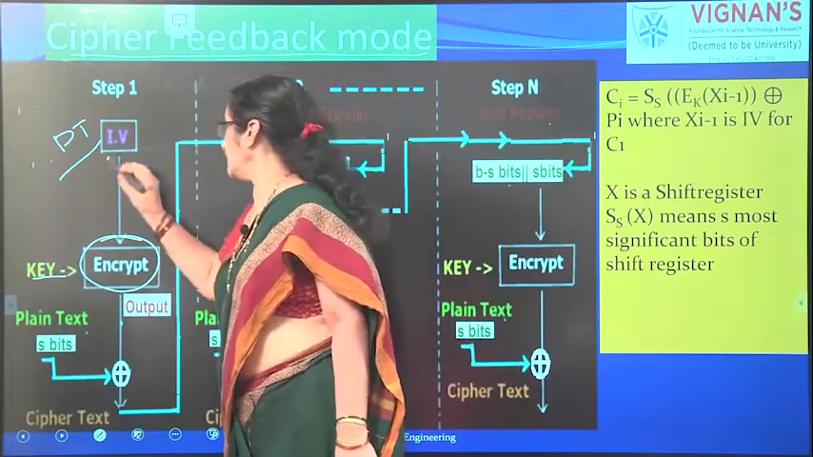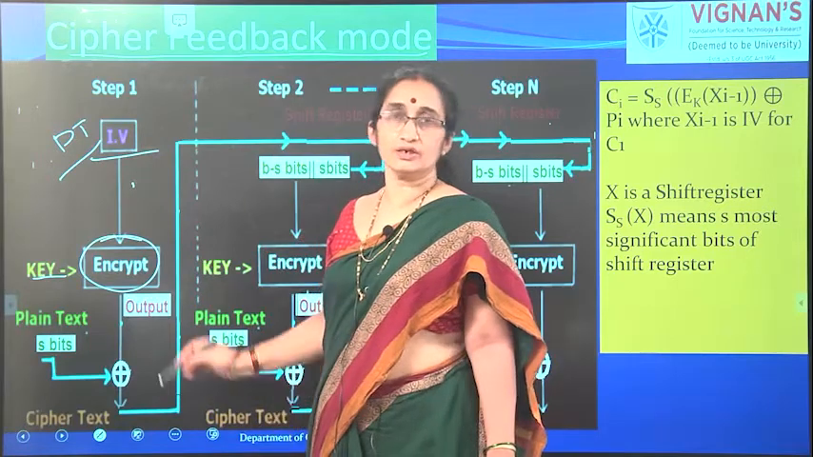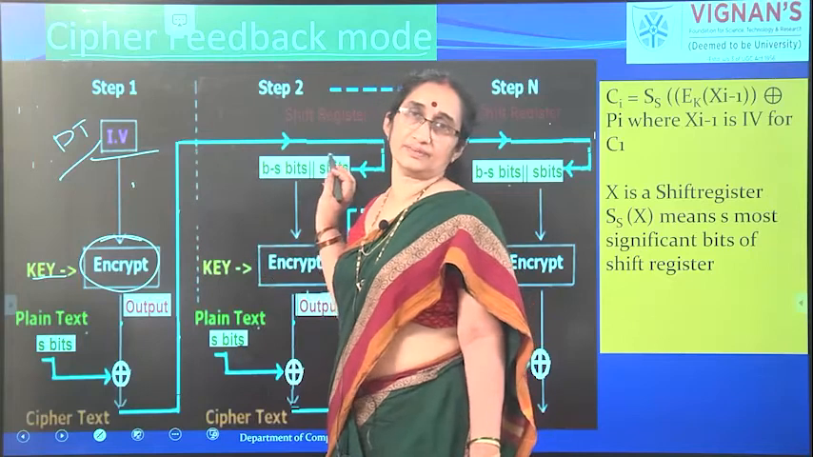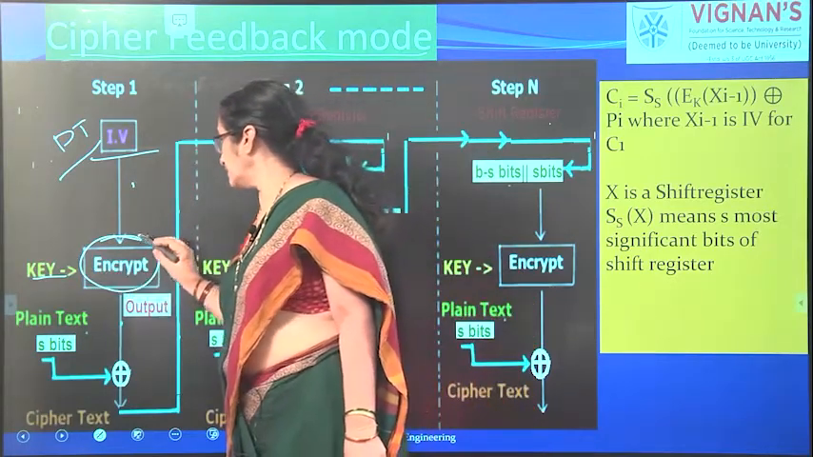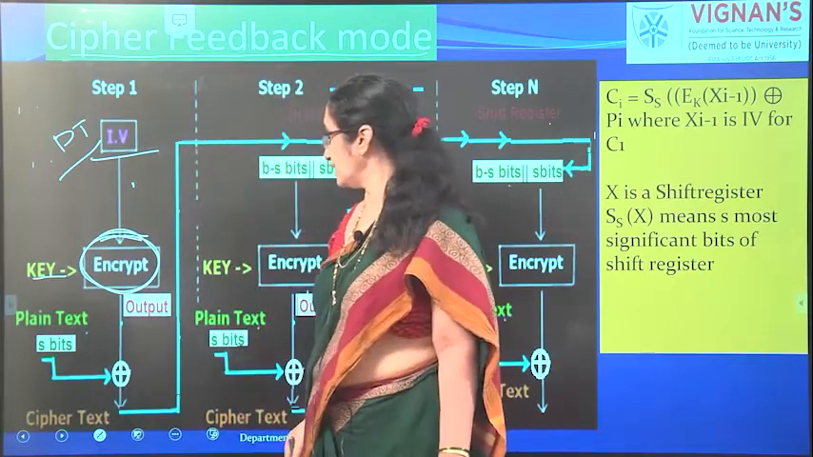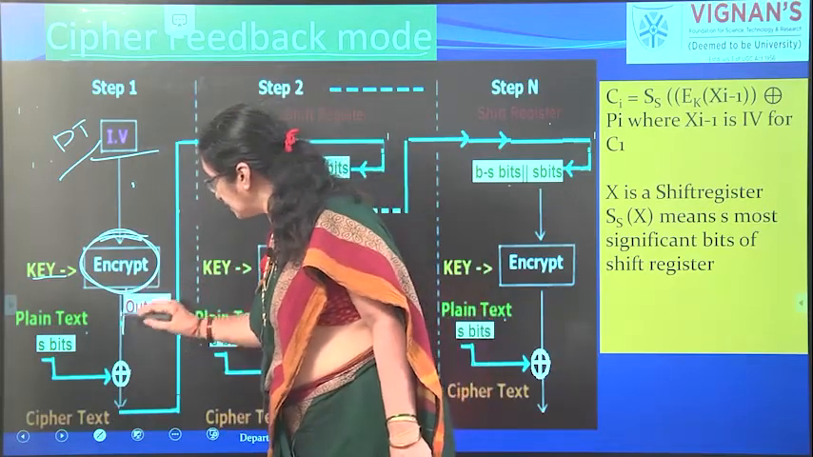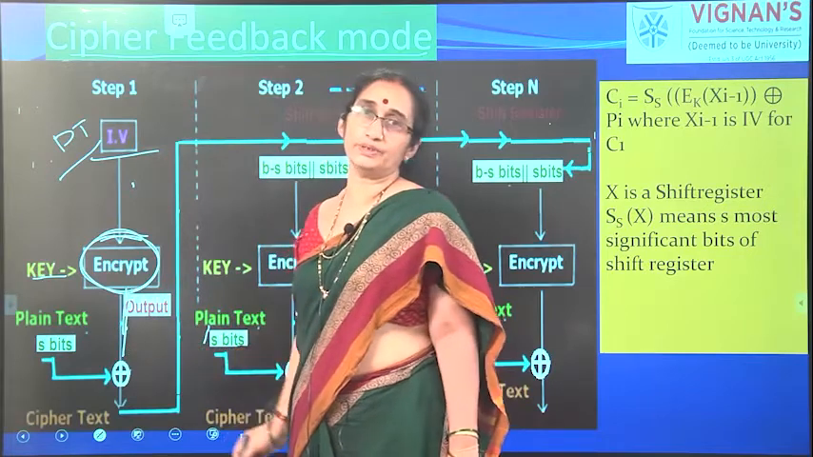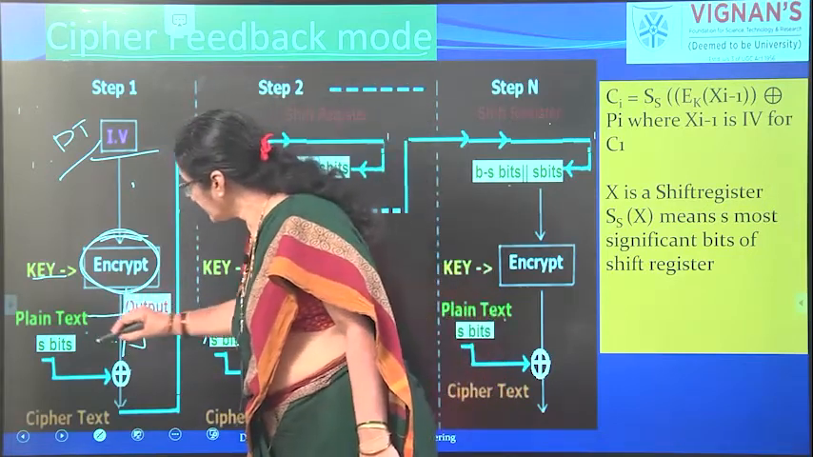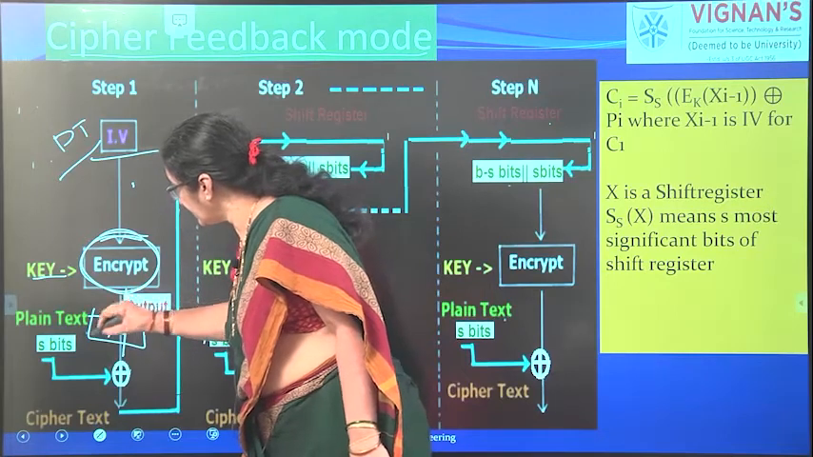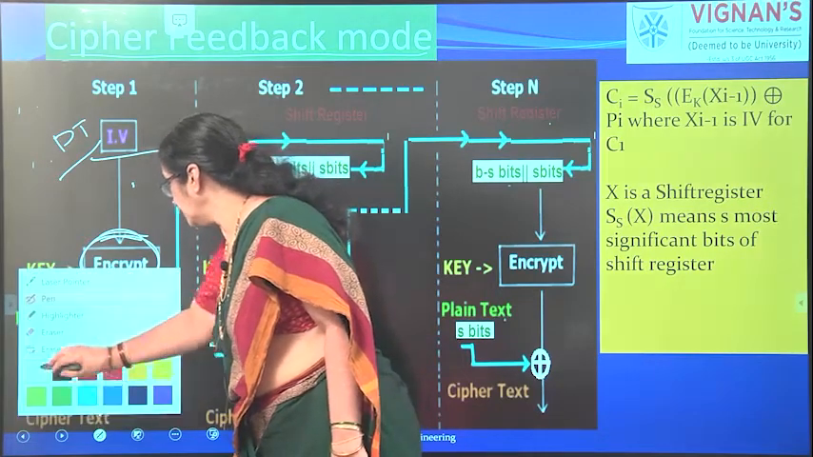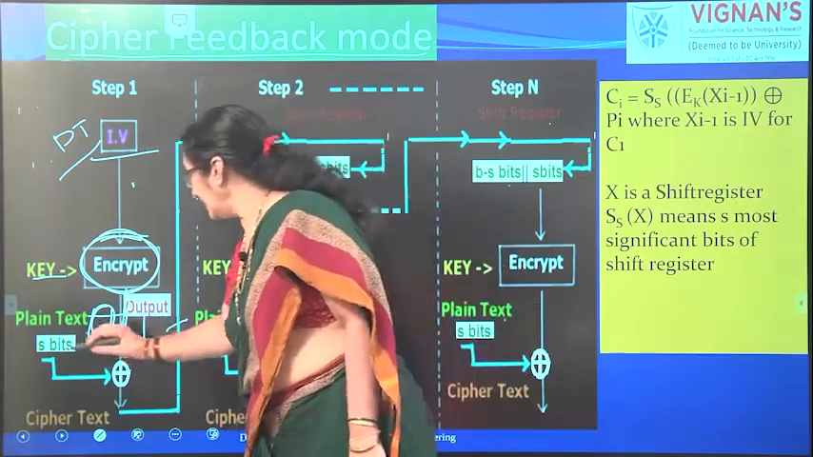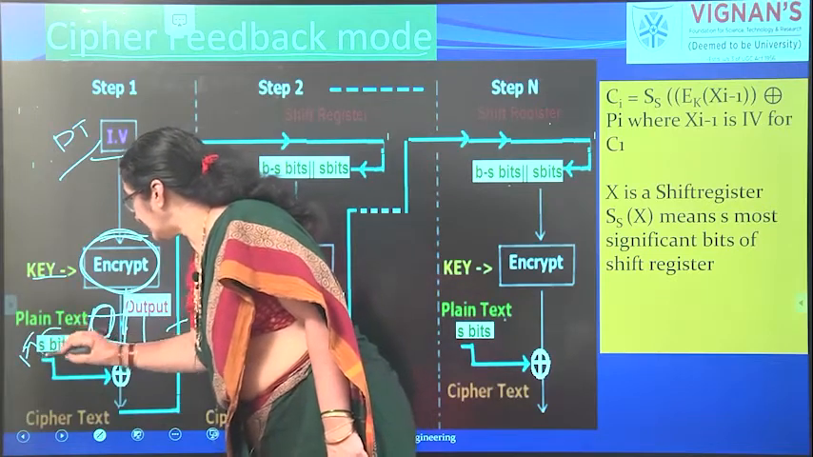So, you take the key and the initialization vector. Here also we use an initialization vector which is known both to the sender and the receiver. This initialization vector together with the key, you send to an encryption function and you get the output. The whole output of the encryption function you won't be using. You will take only the most significant S bits of that particular output and you will be XORing it with the S bits of plain text.